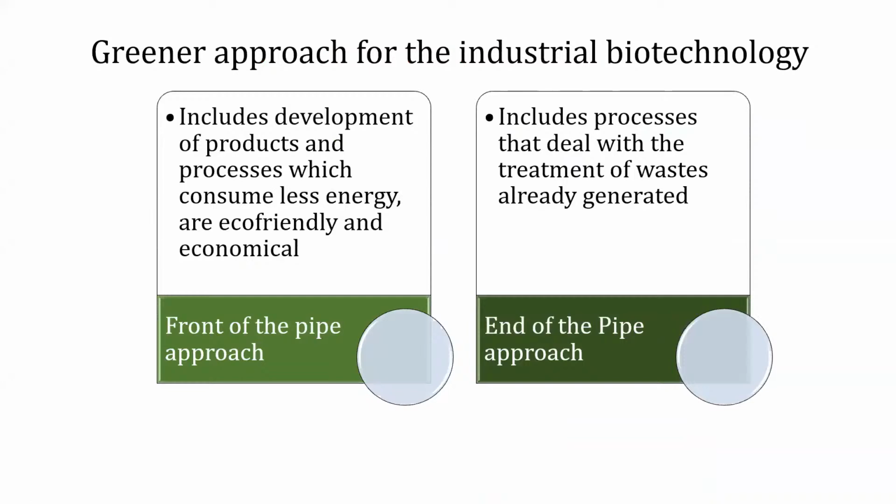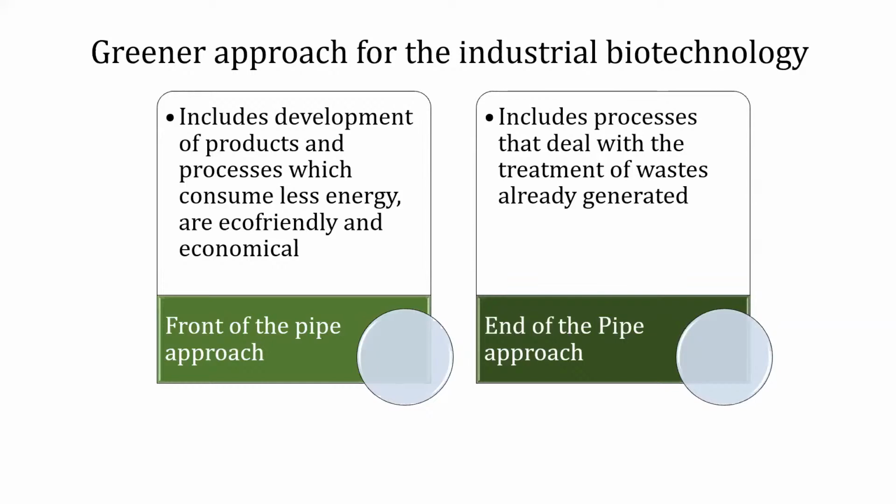When you are going for scaling up of any desired end product, you have to keep in mind that it should consume less energy, it should be eco-friendly, and it should be economical. So in the front of the pipe approach, initially when you are designing the process for upscaling your desired end product, you have to focus on three parameters: it should be less energy intensive, eco-friendly, and economical. Another approach is the end of the pipe approach.